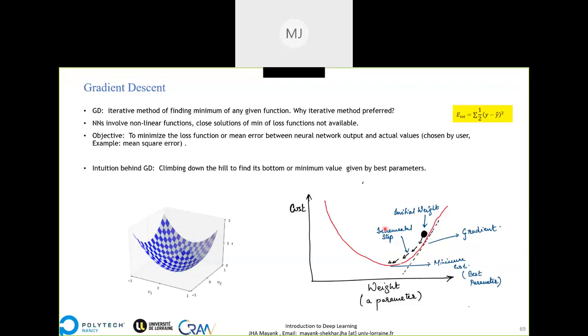I'm trying to see if I can have my laser some way or the other. Can you see my laser? Is that okay for everyone? Vijay, can you see my laser? Yes, sir. Okay, perfect.